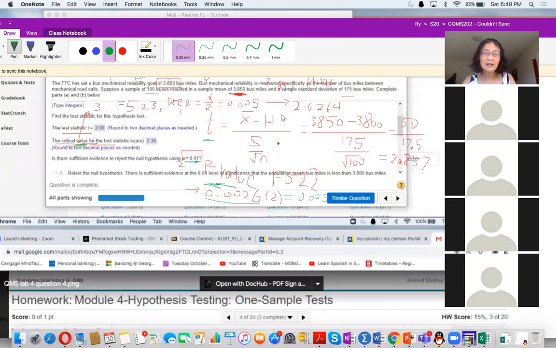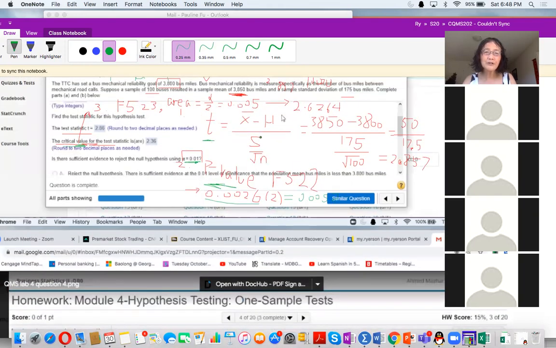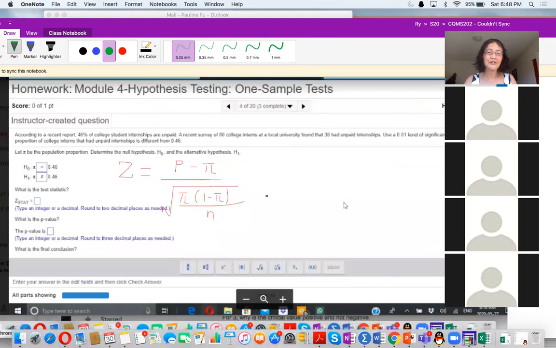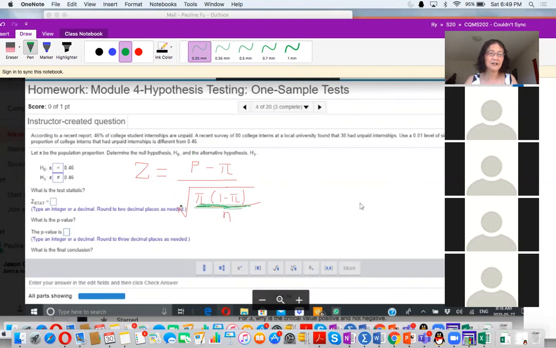The question, why not use standard deviation? Remember, when you use t-test, we use the sample standard deviation, see? But why is there no standard deviation here? Actually, this part is kind of like the standard deviation, but we don't have the name standard deviation for proportion, okay? So what is the test statistic? Okay, it is Z. And then what is the p?